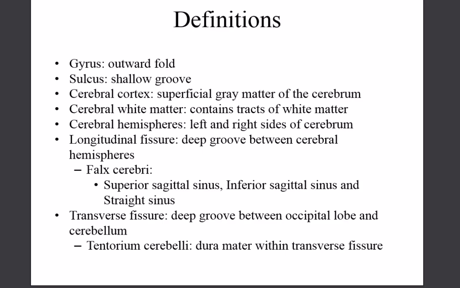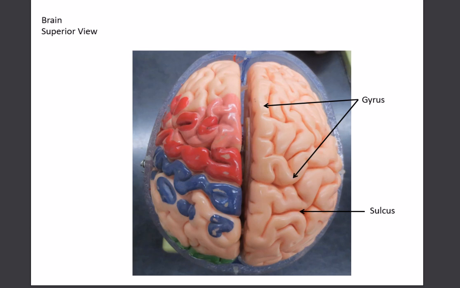A couple of definitions I need you to know and be able to identify on our models. There's so many neurons in the brain. In order to get them to fit into the cranial vault, the brain has to be scrunched together to fit in there. And when we do that, we end up getting these outward folds and these inward folds that we can identify. So I took a photo of the brain. This is a superior view. We're looking down on the brain.